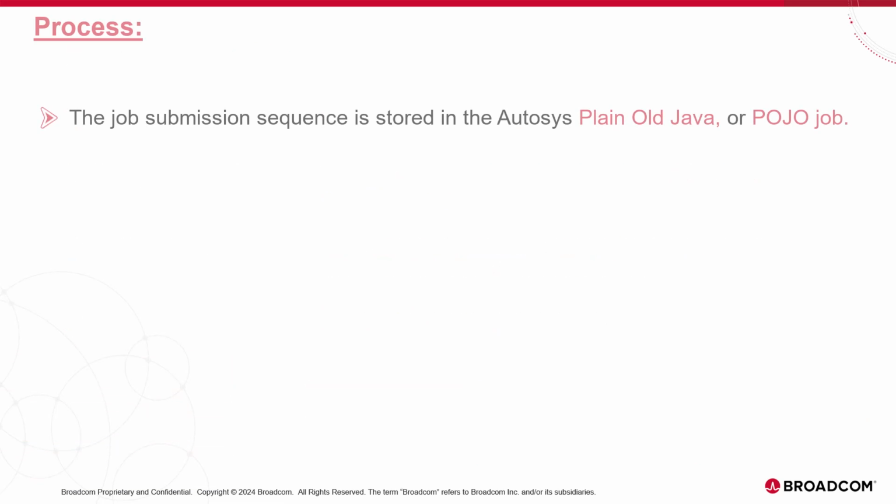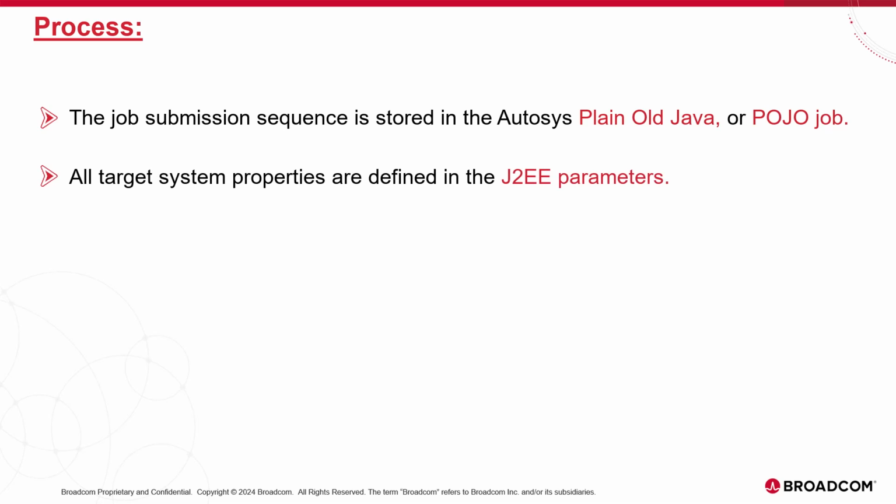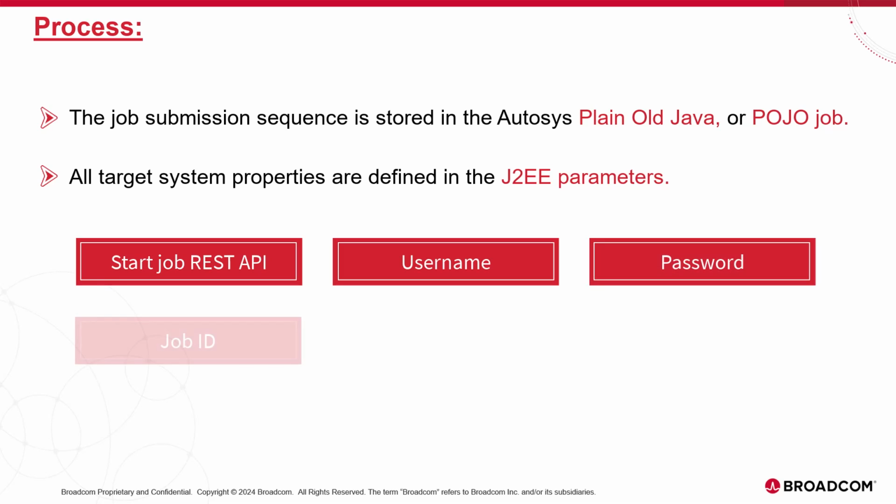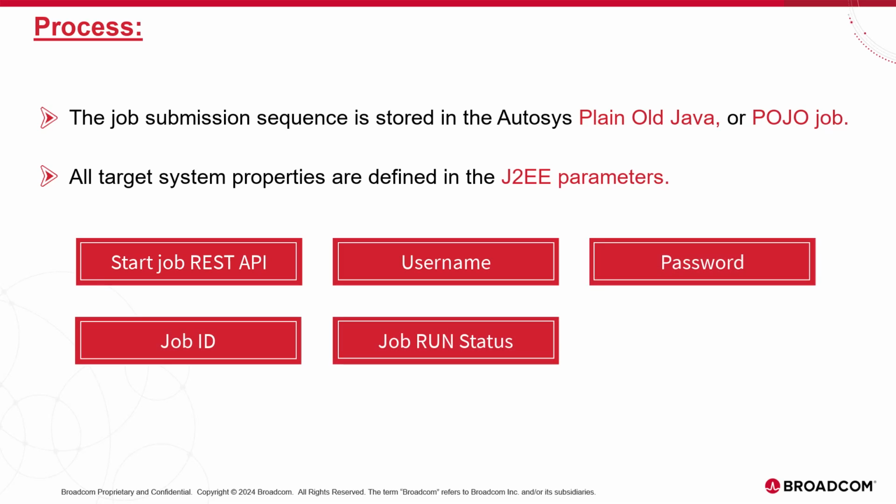The job submission sequence is straightforward, as all job definition properties are stored in the AutoSys plain old Java, or POJO, job. All the target system properties, including the SAP JSS endpoint, start job REST API, username, password, job ID, job run status, and other parameters, are defined in the J2EE parameters. These parameters may vary depending on the authentication method used.